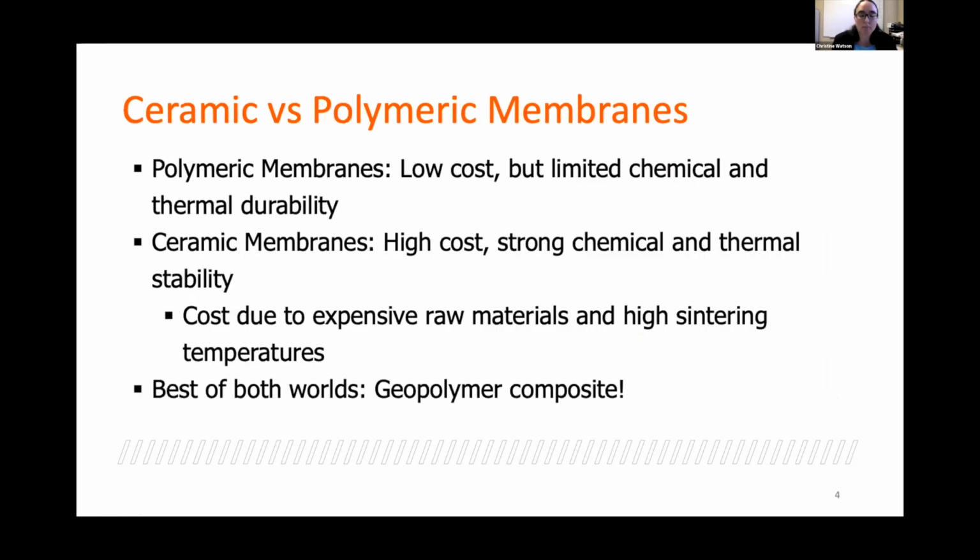When we're talking about membrane filtration, there's two main types that are used in industry. The first is polymeric membranes, which are lower cost, but polymeric membranes have a limited chemical and thermal durability. Ceramic membranes are more durable in chemical and thermal environments, but they come at a higher cost due to the cost of the raw materials and sintering at higher temperatures. So for my project, I was looking at geopolymer composite, which is low cost while also having the chemical and thermal durability of ceramic membranes.